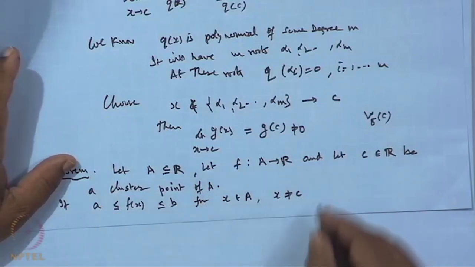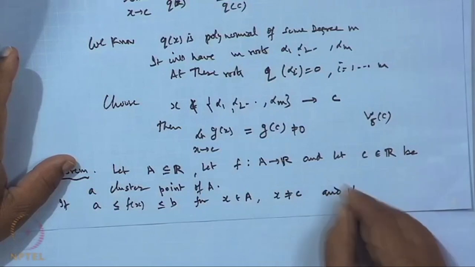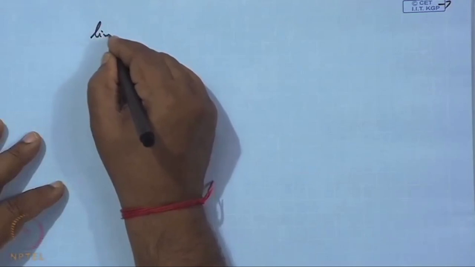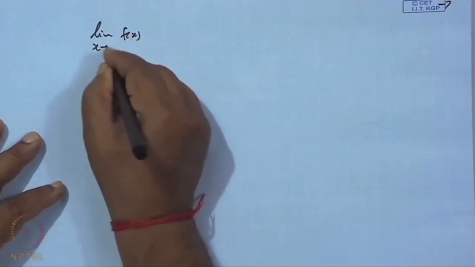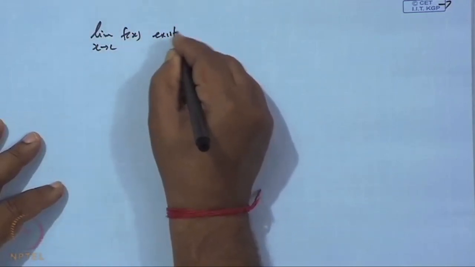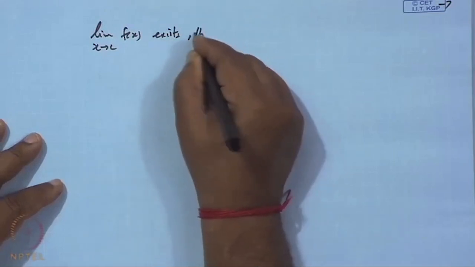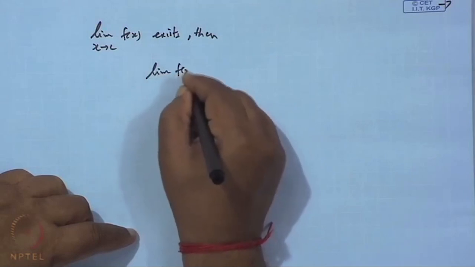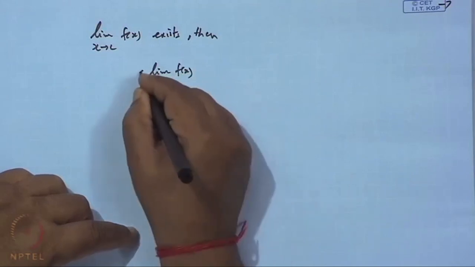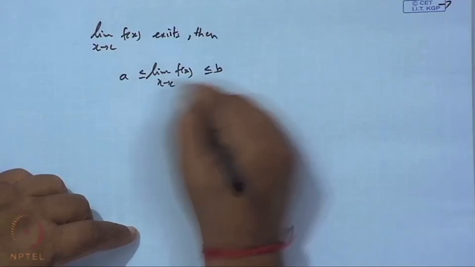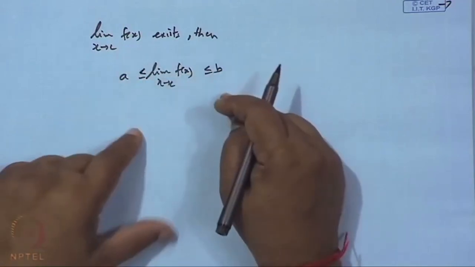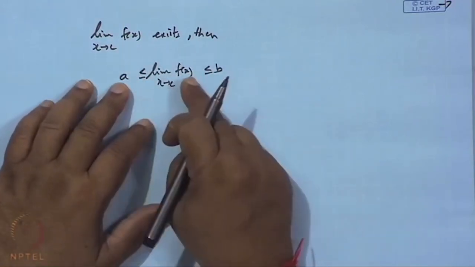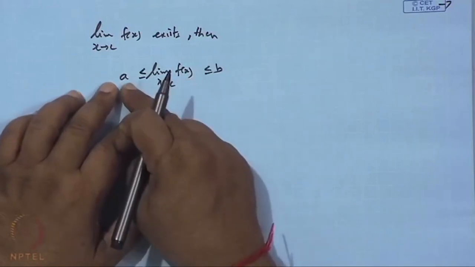Then, if the limit of f(x) as x tends to C exists, the limit of f(x) as x tends to C will lie between A and B. Meaning the limit of f(x) will lie between the two bounds A and B.